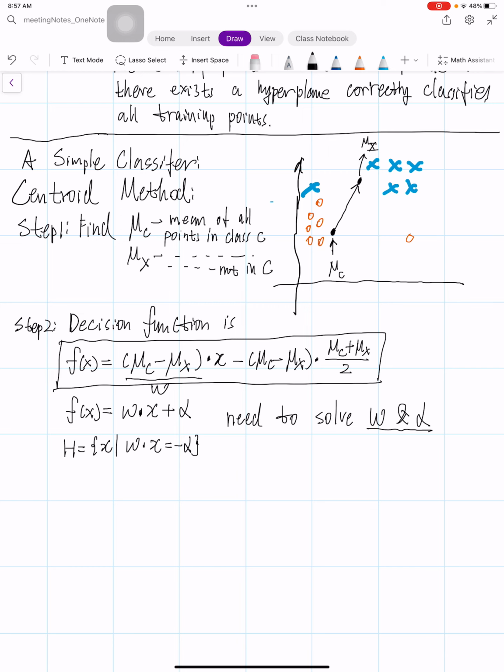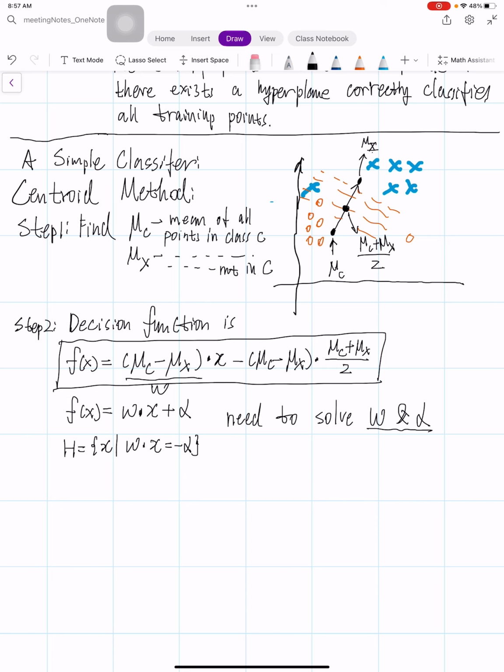So the decision boundary could be either here or here or here or here. But the one that makes the most sense would be through the center point. So where is this center point? If you remember, if you have two points, the center one is the summation of the two coordinates divided by 2. So the center point will be mu c plus mu x over 2.